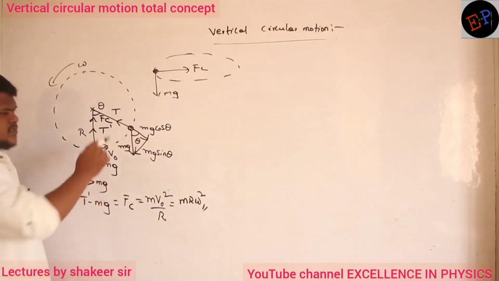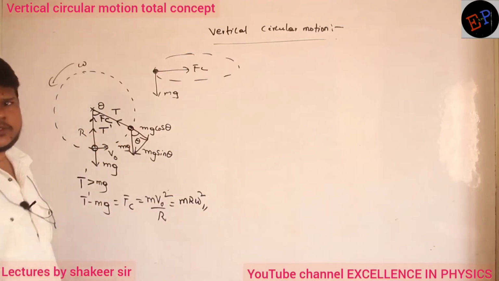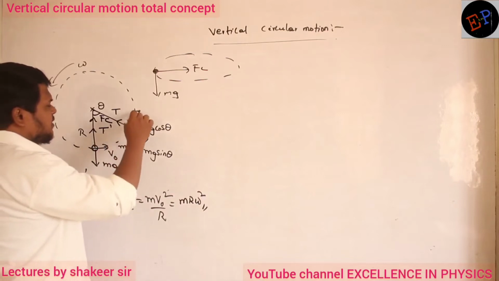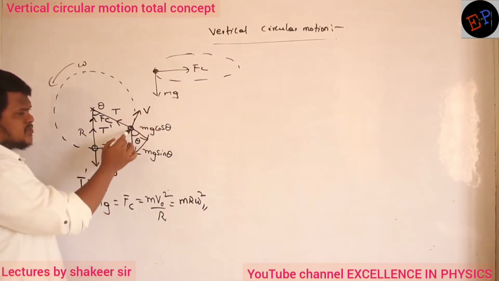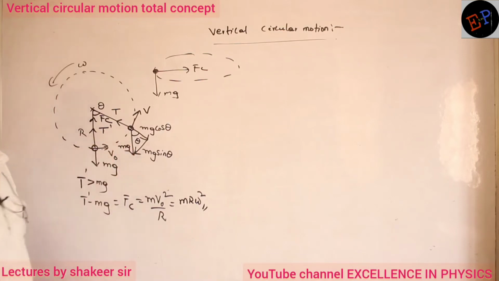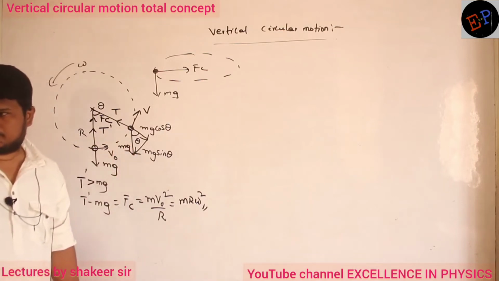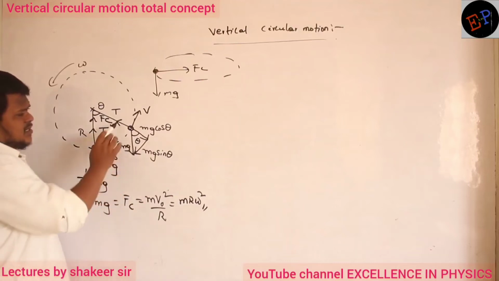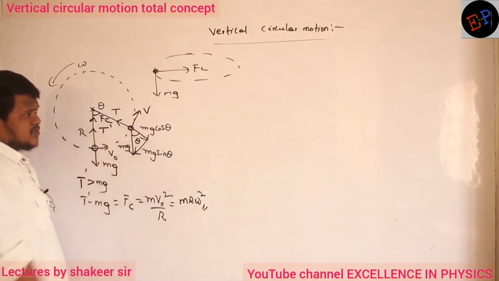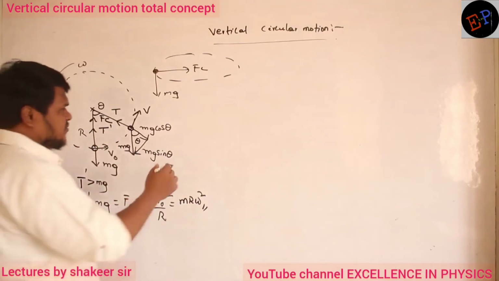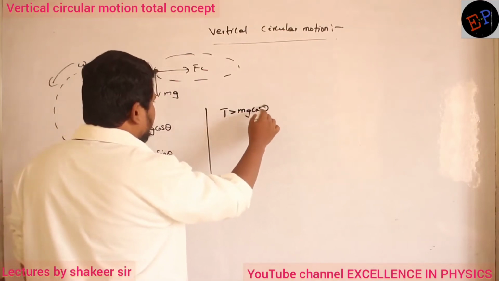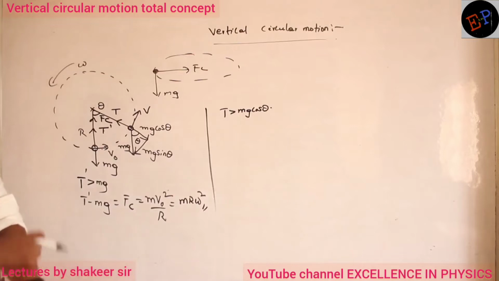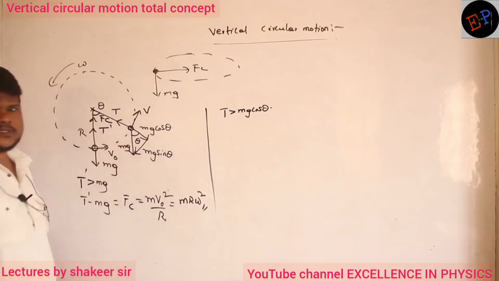So how can you write centripetal force? Here the velocity, let it be v. Here the velocity is v0. By the time it moved up to here, what happens to its velocity? Velocity definitely reduces because it is moving up. Now how can I write a relation between T and mg cos theta? Definitely T must be greater than mg cos theta. Otherwise there will not be any force acting towards the center of the circle.